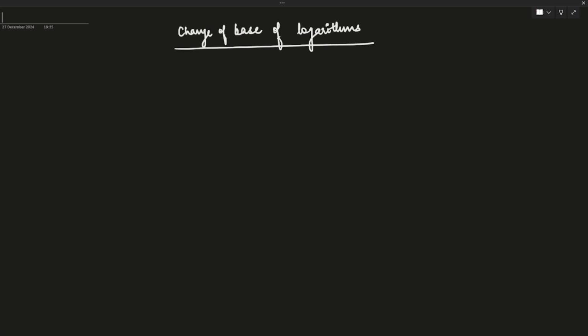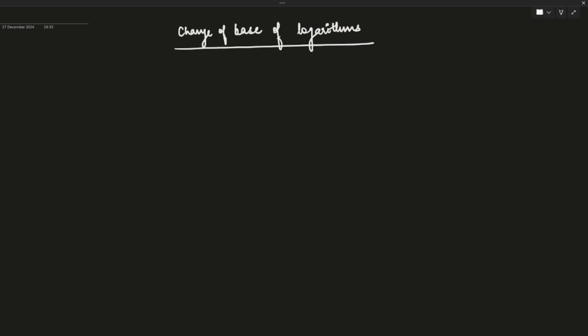Hi everyone. So today we'll be studying the change of base of logarithms. In our previous lectures we had just studied the base of 10 and any other base other than 10. So today we'll be learning about change of base of logarithms.